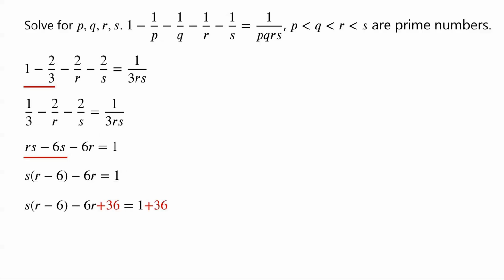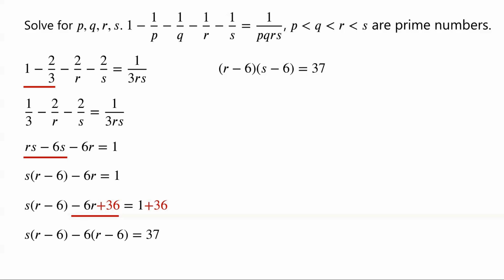Now, we add 36 on both sides of the equation. Negative 6r plus 36 can be factored as negative 6 times r minus 6. 1 plus 36 equals 37. Now, the two terms on the left-hand side of the equation have a common factor r minus 6, so they can be factored as r minus 6 times s minus 6. 37 is a prime number. The factors of 37 are 1 and 37.